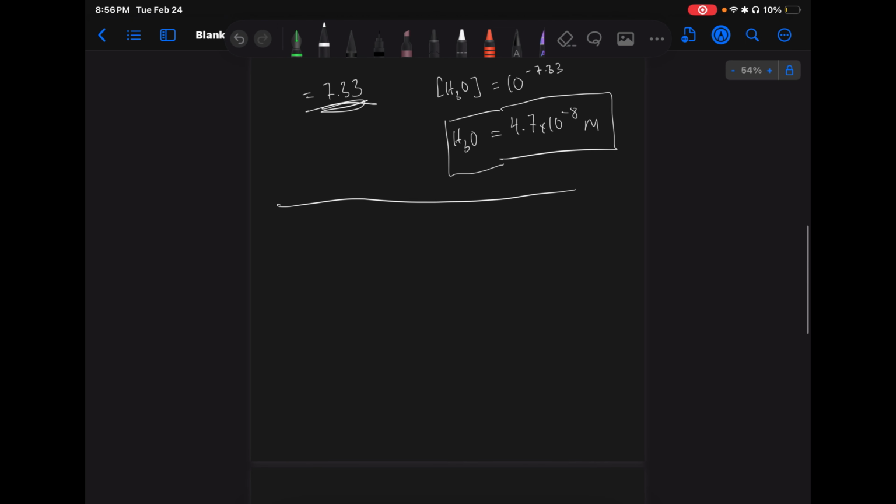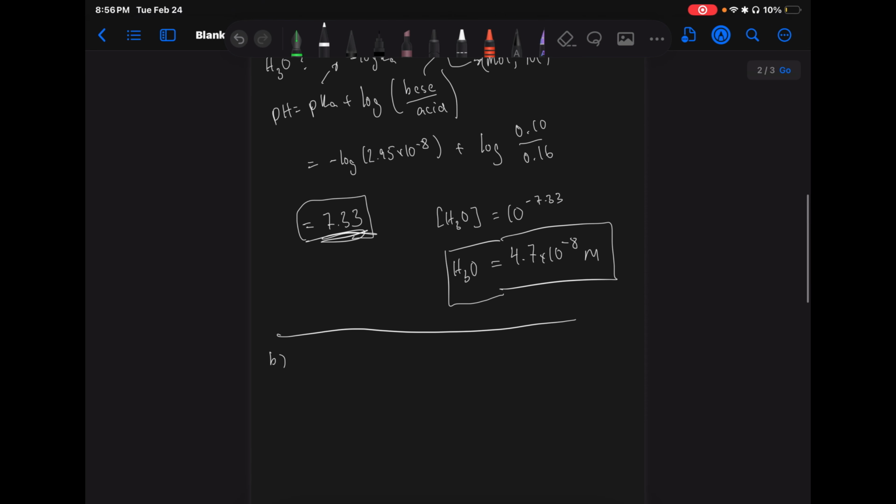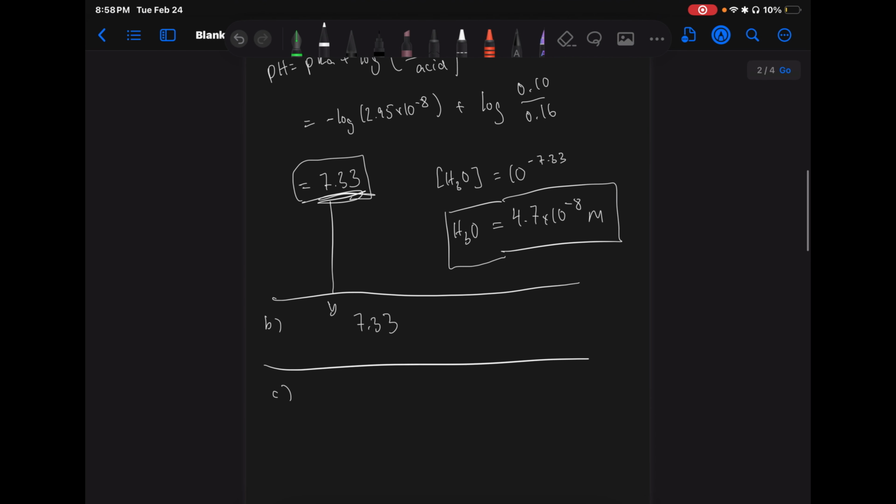Part B should be relatively more simple, perhaps. Oh wait, we found the pH. It was right here. So we got the answer right there: 7.33. Nice, that's easy. Okay, now part C. Upon further thinking, this is actually much easier than I thought it would be.